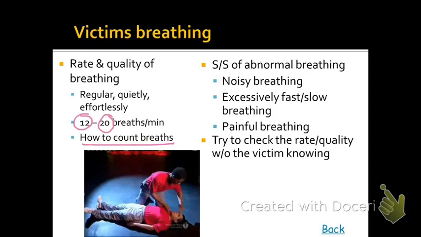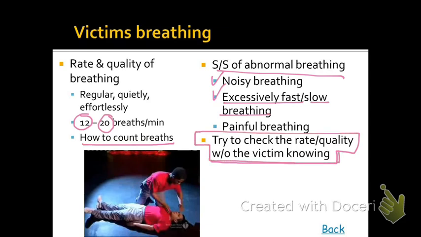So what are some signs and some symptoms of abnormal breathing? Well, there are many. I'll give you the most common, which would be a patient who has noisy breathing, a patient who is either what we would call hyperventilating or hypoventilating, a patient who also has pain with breathing. So they might have some type of, let's say, rib fracture that's compressing and causing pain with breathing because it's pressing on the lung. And so we really want to get a good assessment of breathing, and the only way to do that is to assess breathing, the rate and the quality of breathing, without our patients knowing it.